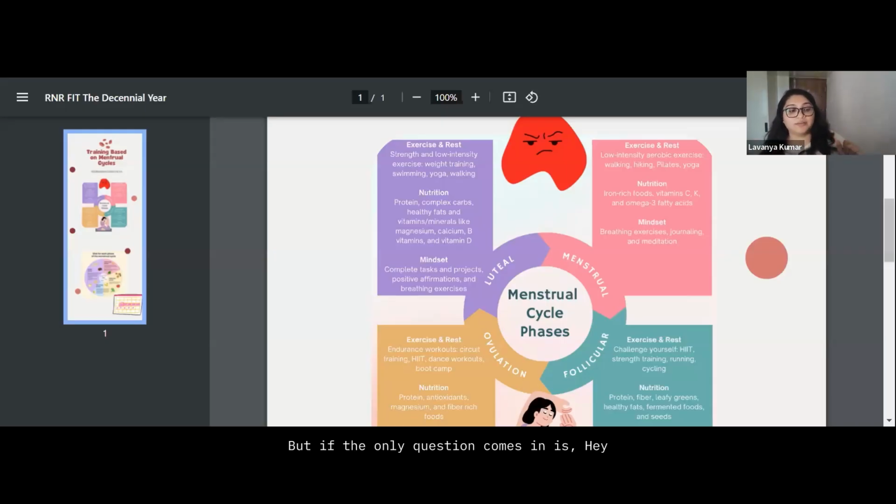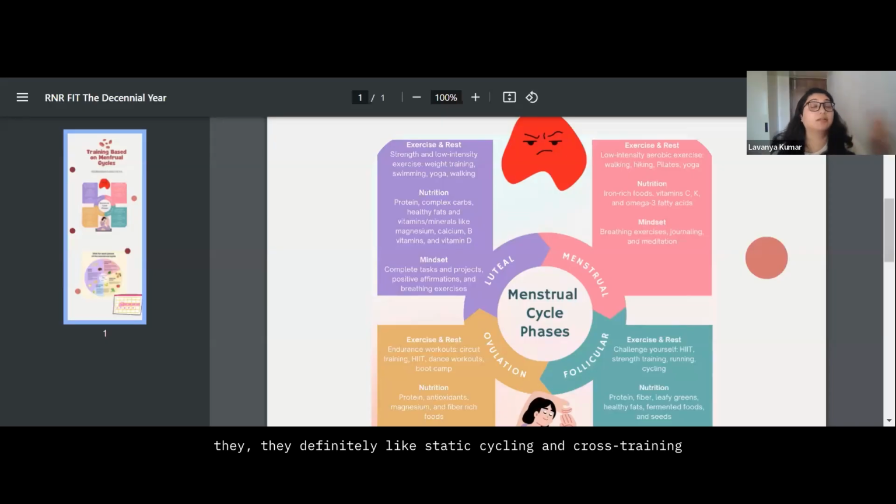But if the only question that comes in is, hey, during cramps or during periods, do we work out or not? Subjective. Above 5, rest it out for at least 1 day to 2 days, and then get back into the gym. Below 5, or at 5, go into the gym, work with lower intensity work. And even in the above 5 part, there is research and also a lot of practical feedback saying that the more you walk or do any lower intensity drill that you like, for example, some people like dancing, some people like static cycling and cross training.